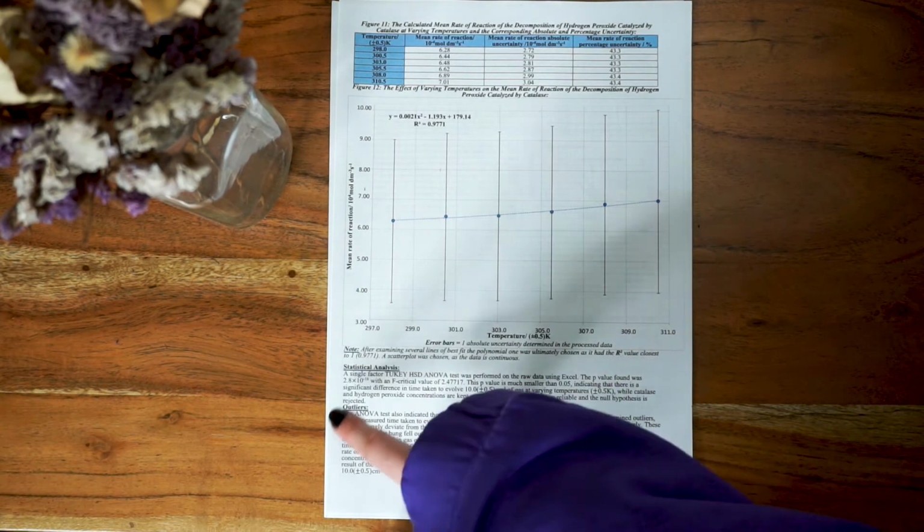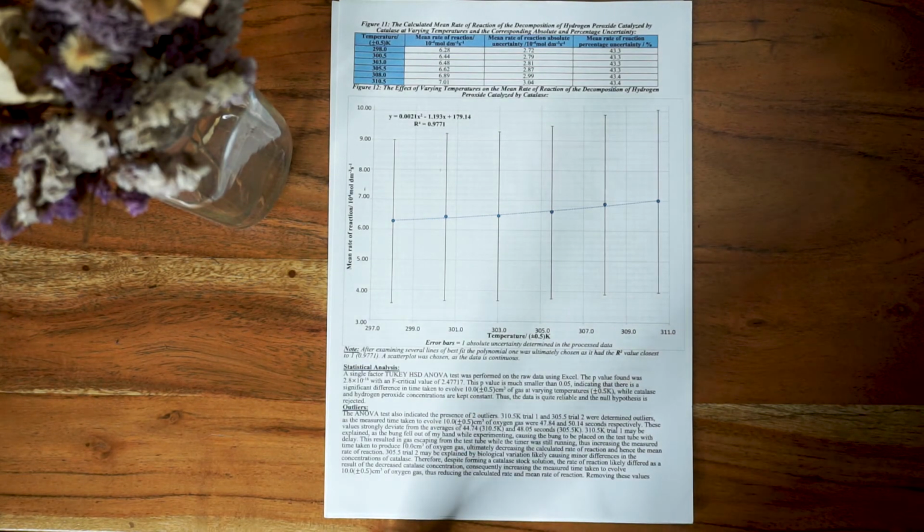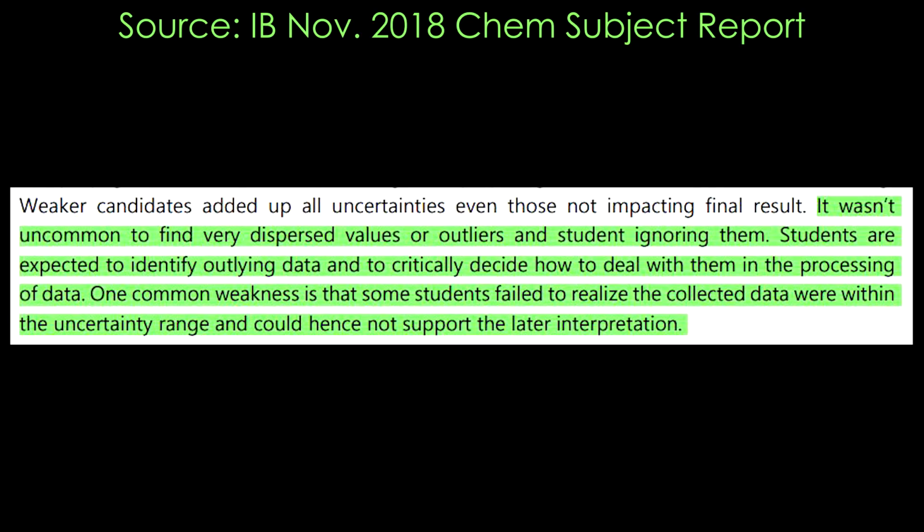Moving on, we have outliers. Note that outliers are still counted towards evaluation and data analysis, but for clarity, I would recommend making this a subsection. It is very important that you don't forget to include this section because, as the IB stated, it wasn't uncommon to find very dispersed values or outliers and students ignoring them. Students are expected to identify outlying data and to critically decide how to deal with them in the processing of data. One common weakness is that some students failed to realize the collected data were within the uncertainty range and could hence not support the later interpretation.